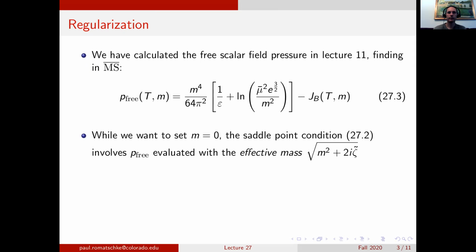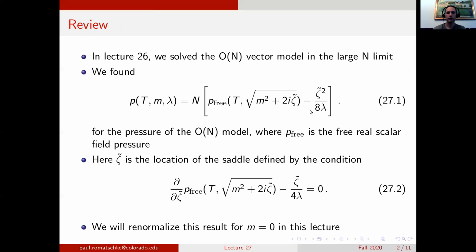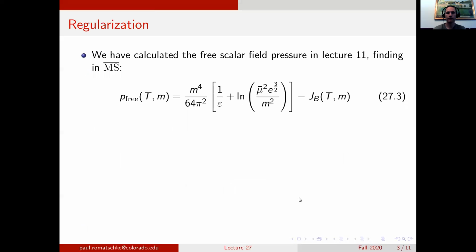We want to set the mass parameter to 0. That's what I said in the previous slide. However, the saddle point condition that I'll just show here again involves the free scalar field pressure evaluated at a funny mass term. So even if we set m to 0 here, the effective mass that we want to evaluate the pressure at is still given by a non-vanishing parameter. Hence, we want to keep this result here general.